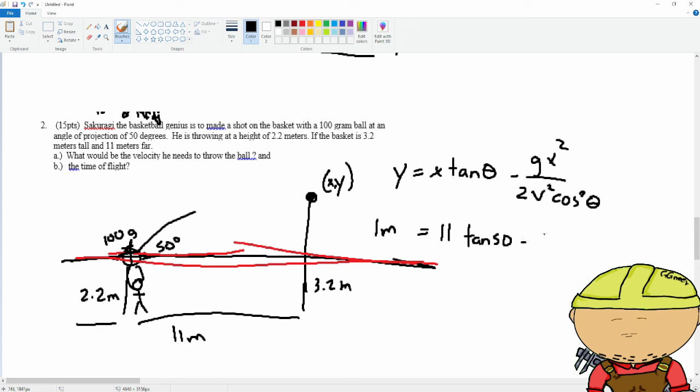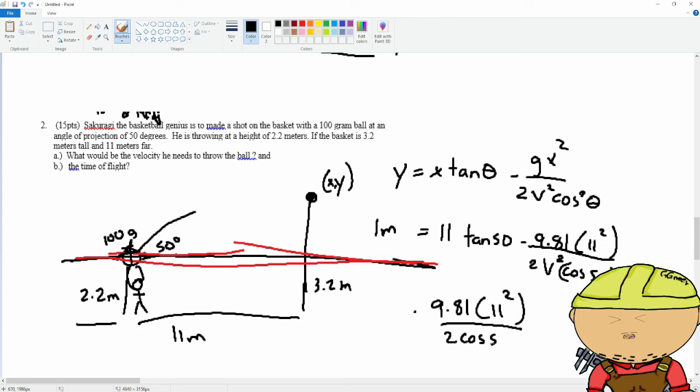1 equals 11 tangent 50 minus 9.81 times 11 squared over 2 v squared cosine 50 squared. Okay, what would be v squared? I'm going to simplify this instantly. We're not going to do some math. So 9.81 times 11 squared over 2 cosine 50 squared is over 11 tangent 50 minus 1, which is equal to v squared.